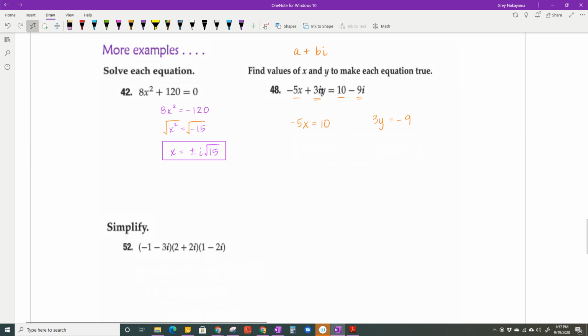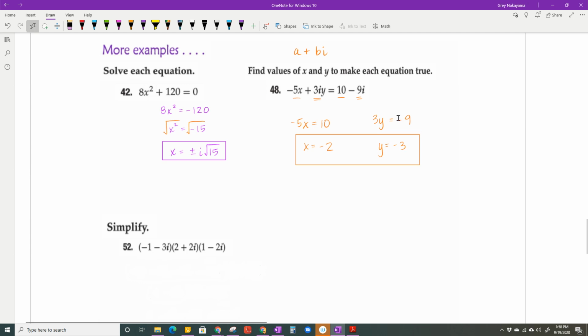But all I'm worried about, y'all, is the b. So the b here is 3y. That's why I wrote 3y, and b over here is negative 9. So you do ignore the i on the next step. So when I divide both sides by 10, I get x equals negative 2. When I divide both sides by 3, I get y equals negative 3. And that is all you've got to do to that.